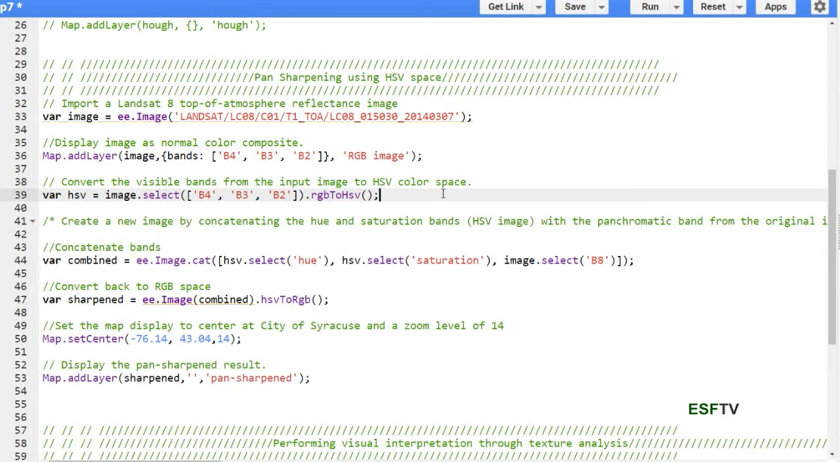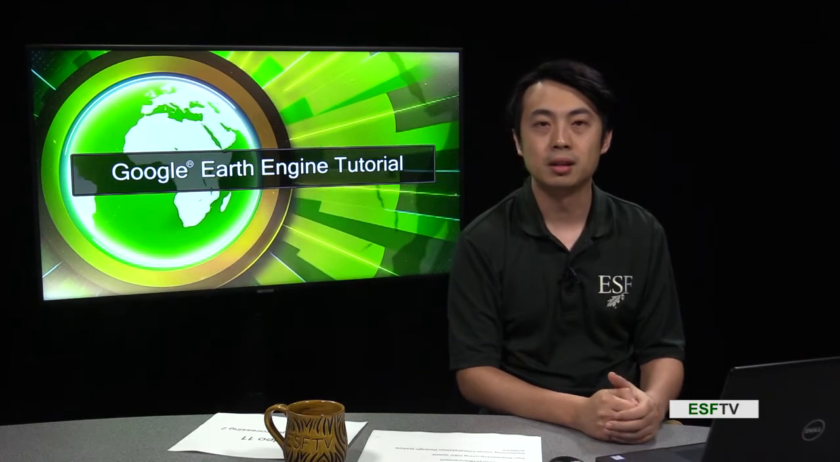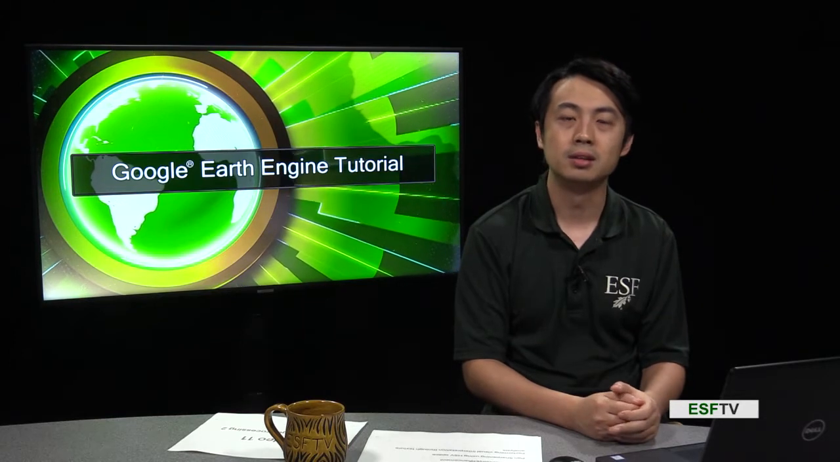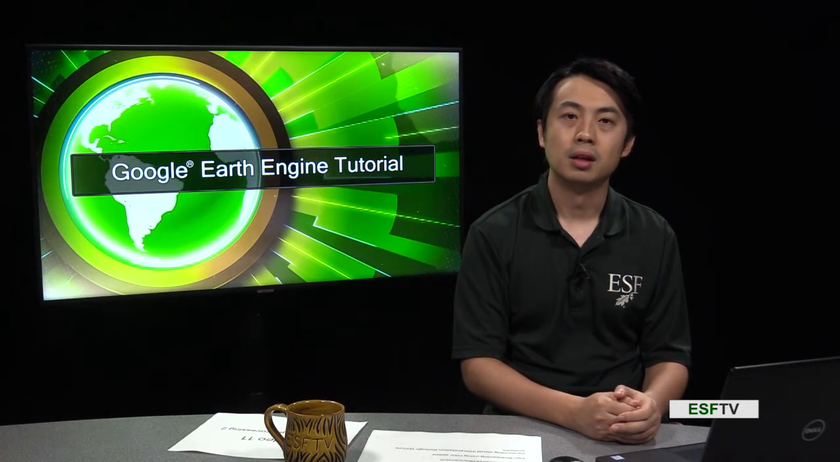So pen sharpening is a way for images to have a higher spatial resolution. And if you are working with Landsat images, you're in luck because there is a band in the Landsat images that has a much lower spatial resolution, meaning smaller pixels. And you can use that band to help you enhance the image resolution of the Landsat pixels of the other bands. And I will show you how that works out.